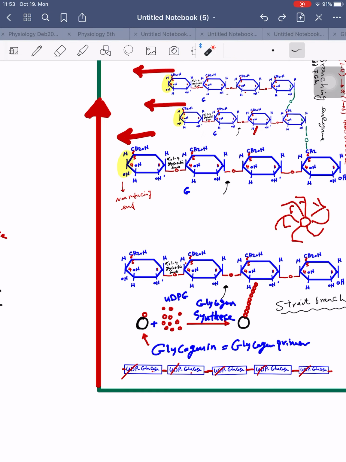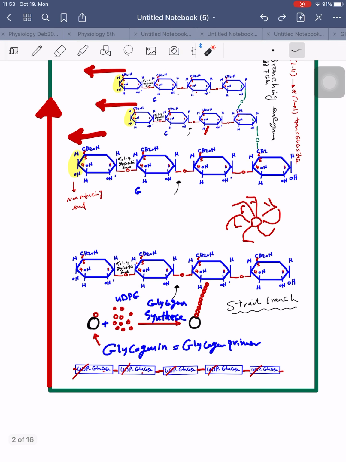After this, we can say that we are growing from carbon number 4, and we also break down from carbon number 4 going back. So we can say that we are growing from the non-reducing end, and we are breaking down glycogen also from the non-reducing end. That is carbon number 4, while carbon number 1 is the reducing end. So we have many non-reducing ends.